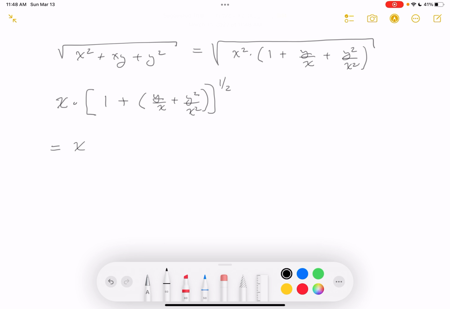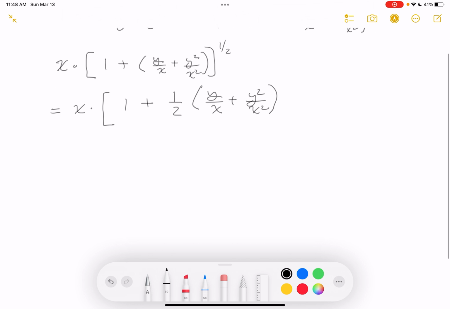So it's going to be x times 1 plus 1/2, I'm using the generalized binomial theorem, y over x plus y squared over x squared. Now I got to do the next term. That's a little more difficult for me. I have to write down the coefficient first, so a little side work is in order here. It's going to be 1/2, then 1/2 minus 1 is minus 1/2, divided by 2 factorial, and that's going to give you minus 1/8. Then write that down, minus 1/8.